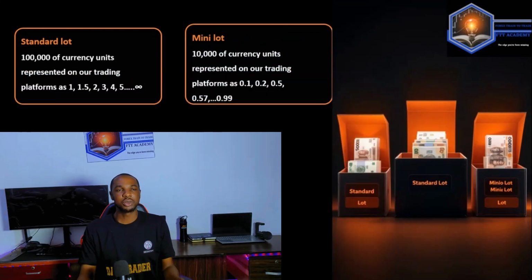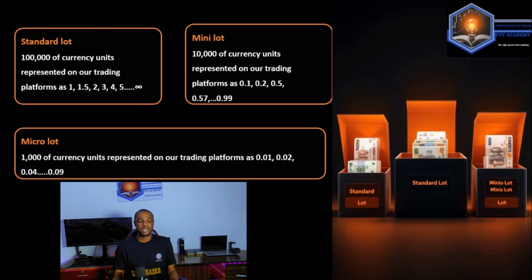So if you are opening a trade with 0.2, it simply means you are buying 20,000 units worth of contract in the market. Same as 0.7, it means you are buying 70,000 units worth of contract in the market, which is the volume you are actually buying. We have micro lot size also, which ranges from 0.01 to 0.09. So any lot size within this range is represented as a micro lot. If you purchase a currency with 0.07, it simply means you have bought 7,000 worth of contract of that currency, and these currencies are being bought in bulk.